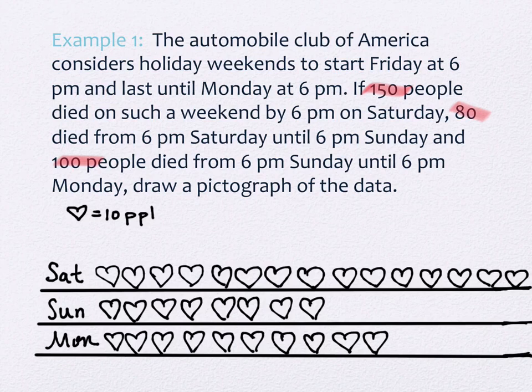Now, pictographs need to have a key, which we've already done, that the heart is equal to 10 people. So whatever you're choosing and whatever size you're making it, make sure it's identified on your graph. The other thing that your pictograph needs to have, and in fact every graph needs to have, is a title that says, what in the world does this mean? Okay? So titles are really important. This graph is representing the deaths on a holiday weekend.